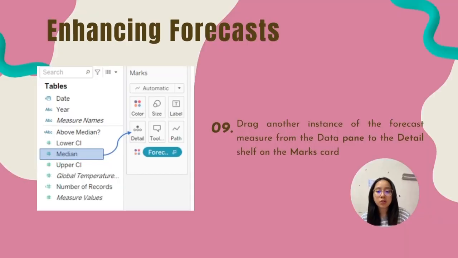So the last part of the forecasting is enhancing forecast. So to enhance the forecast, you can drag another instance of the forecast measure from the data pane to the detail shelf on the Marks card.